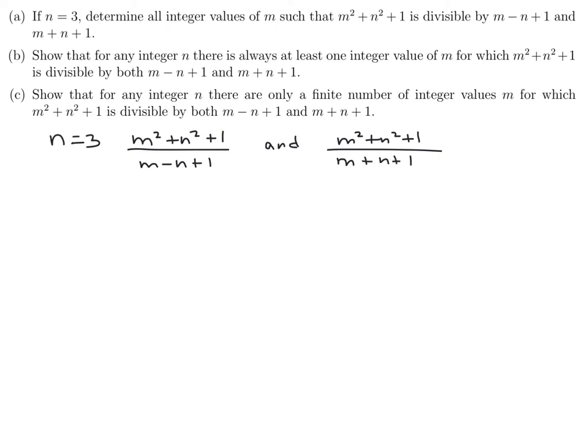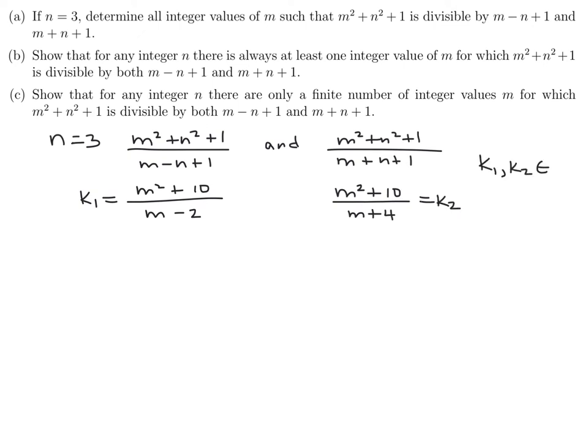Okay, so substituting n equals 3, we get m squared plus 9 plus 1, which is 10, all over m minus 3 plus 1, so m minus 2. And this has to be some integer, so we'll call it k1. That's what it means: if something's divisible, it results in an integer. And very similarly over here, this is also m squared plus 10, but this time over m plus 4, and that also equals some integer k2. k1 and k2 are elements of the integers. Okay, so let's go with this here.